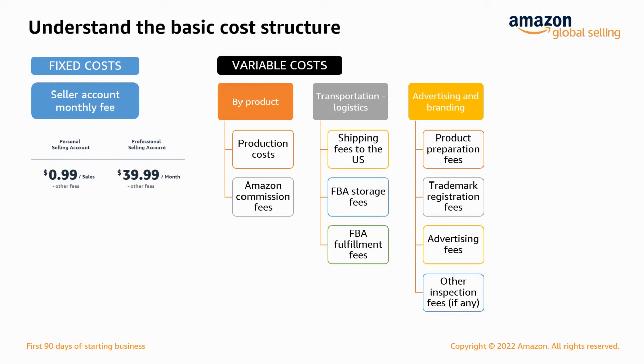And the other variable costs are the production costs. That's probably something you will know. And the Amazon commission fee is also the referral fee. Different product categories have different referral fees. It ranges about 8 to 15% on average. And the transportation, which is the shipping fee, because most of the time you will engage your own logistic partner to ship to the US fulfillment center. So that is something you need to factor in as well.